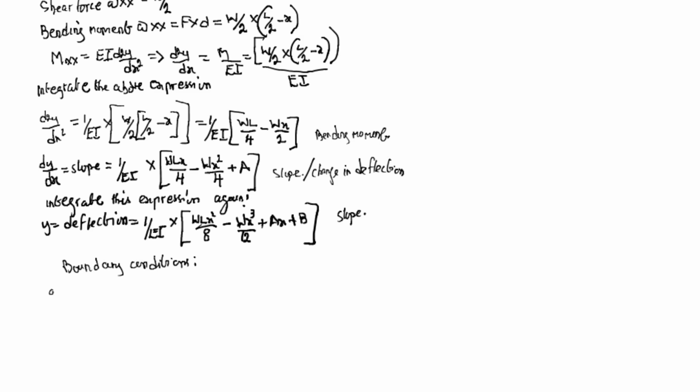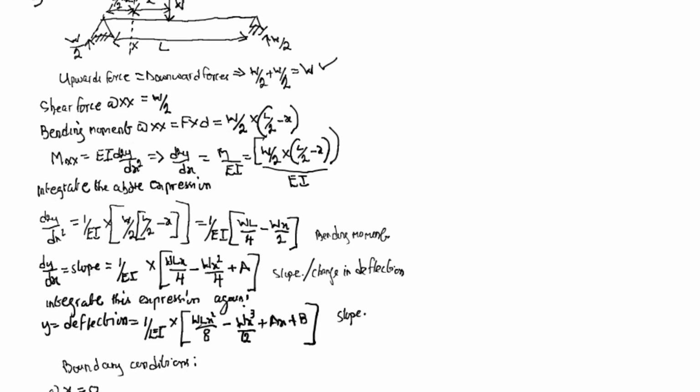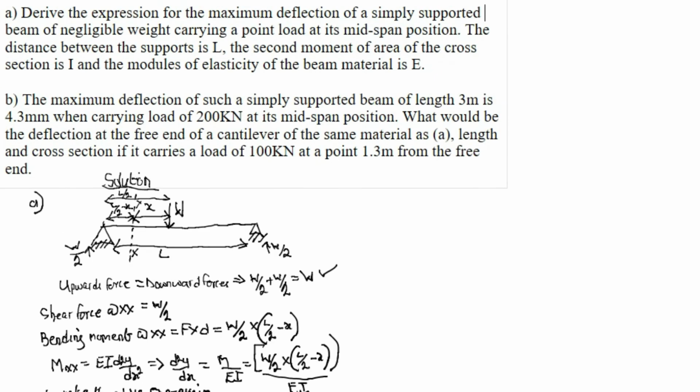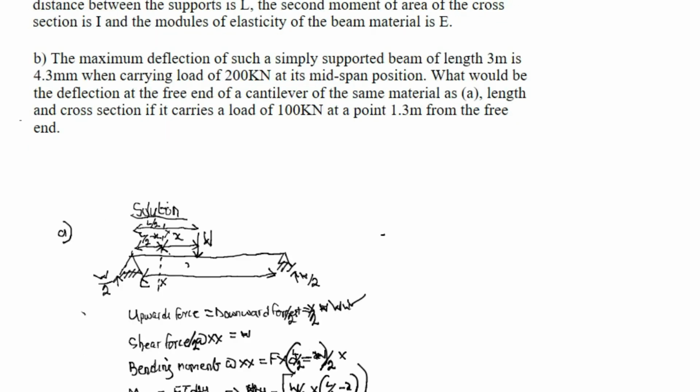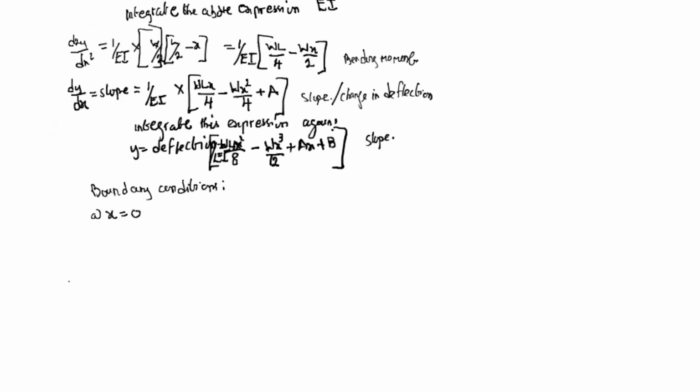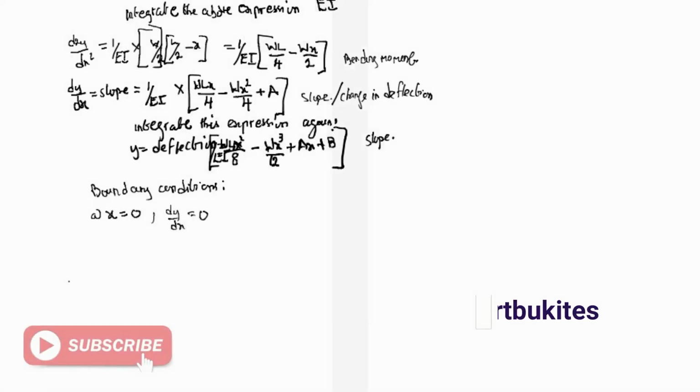Now, at the point where x is equal to 0, referring back to our diagram, for us to know where x is equal to 0, at this point here x is equal to 0. So for our first boundary condition, at such point where x is equal to 0, our change in deflection dy/dx would be equal to 0.